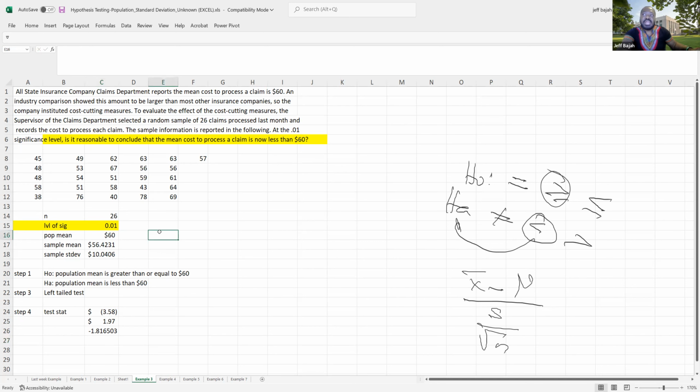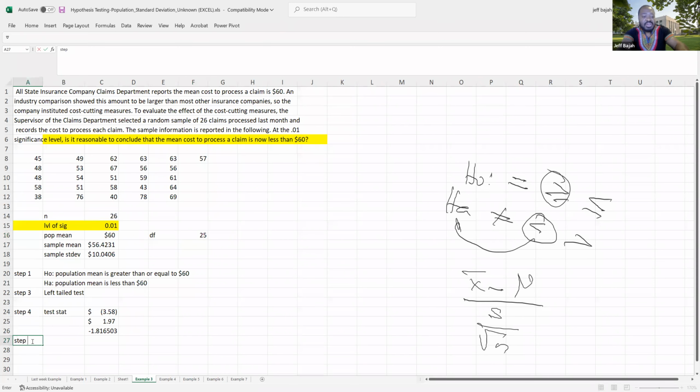The one thing we haven't added is our degrees of freedom. Remember, our degrees of freedom is n minus 1. So that was n minus 1. We get our 25. All right. So now we've gotten to our step 5.